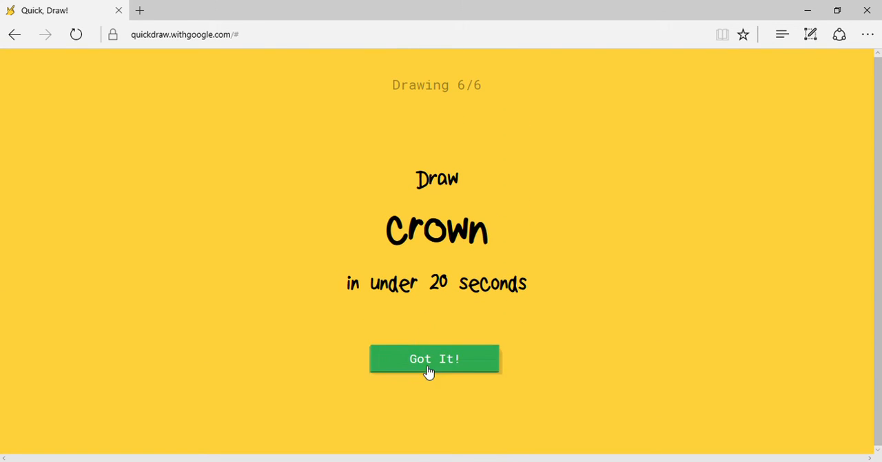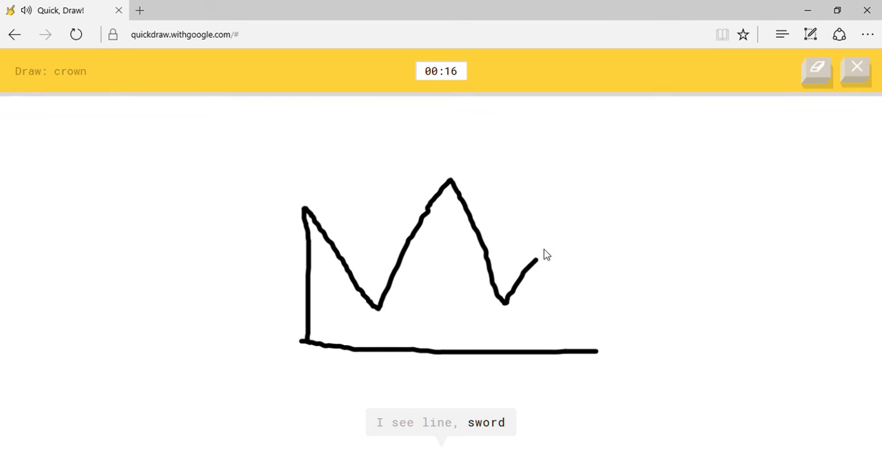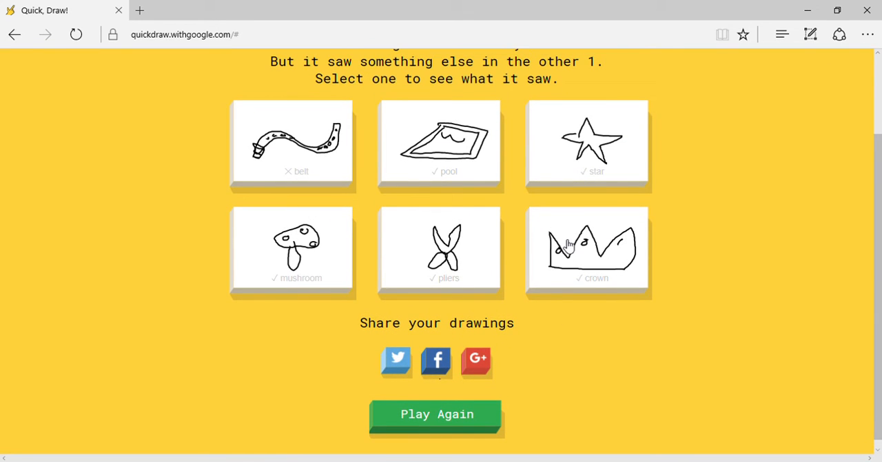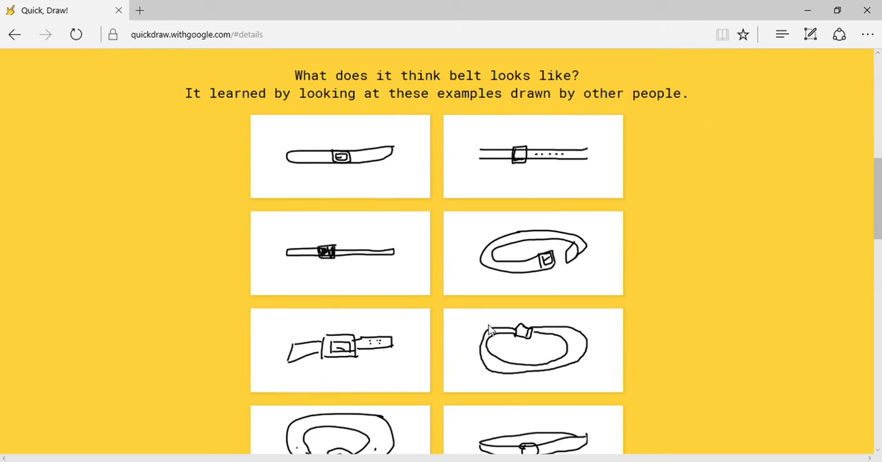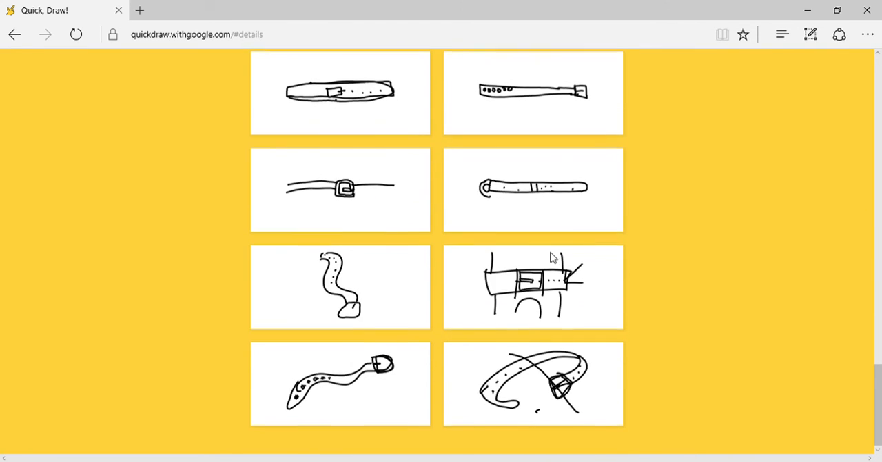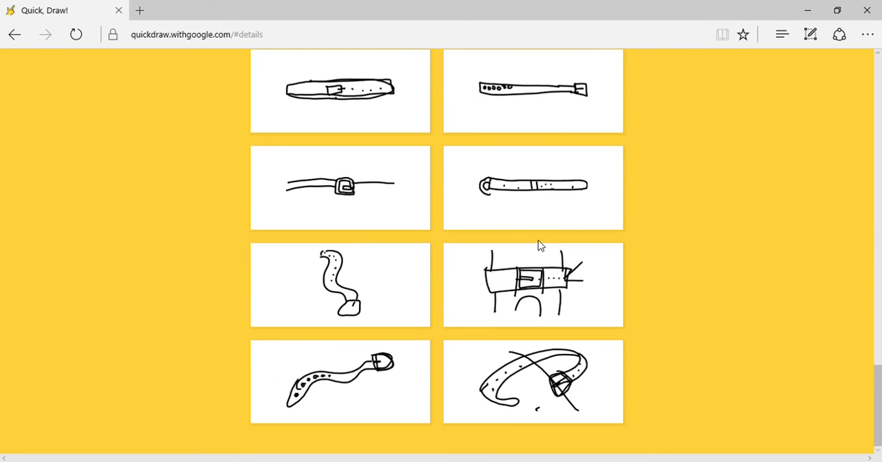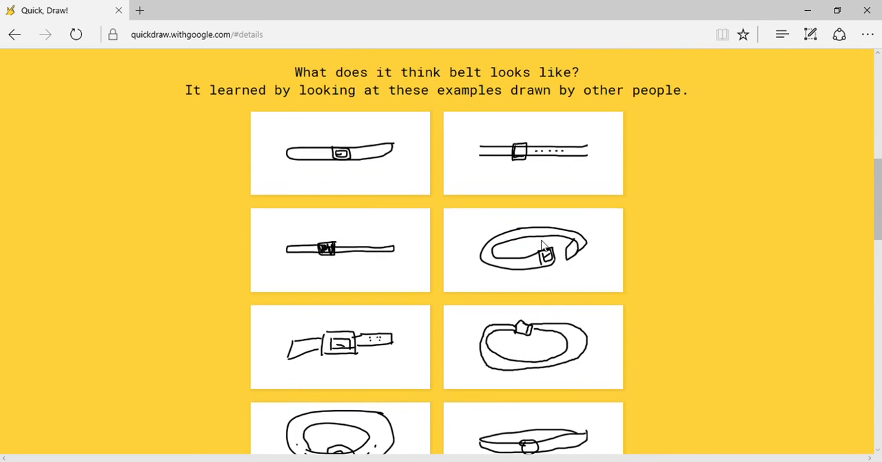Crown. Okay, this can be easy. I see line, or sword. Oh, I know. It's crown. Thank goodness. So we got everything except the belt. Okay. This looks the same as mine though. Some of them, but yeah. Best one for me is.